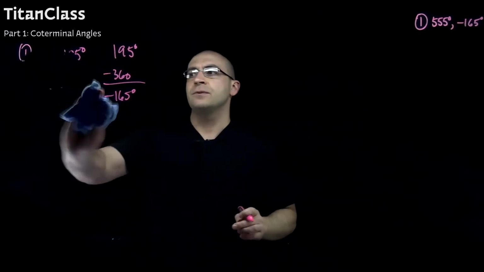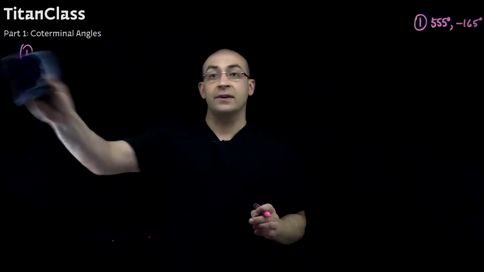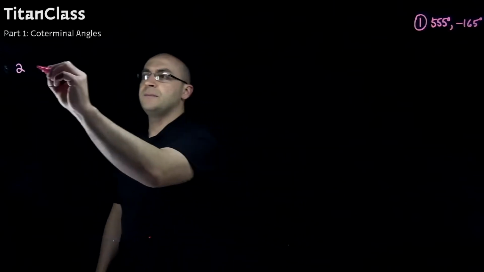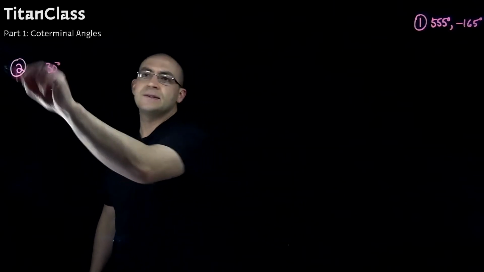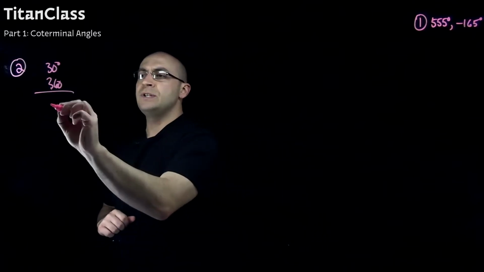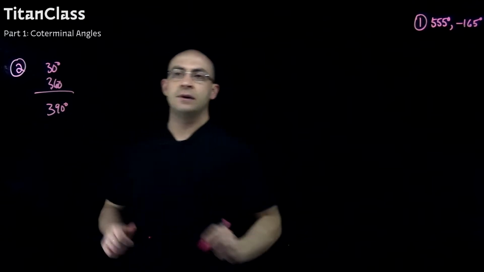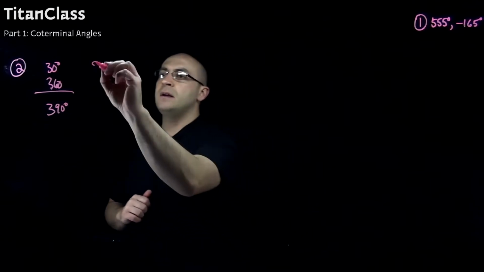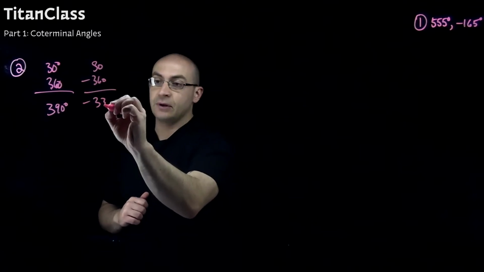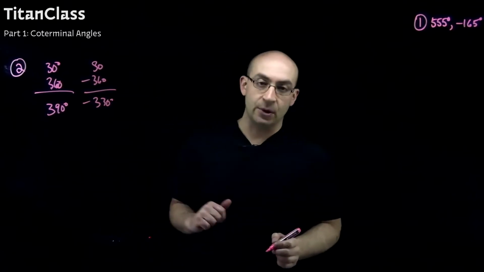Okay? So the rest of the problems in this set are going to look very similar. Number 2, 30 degrees. All right, well, that's not too bad. I'm going to add 360 to this, which is going to give me a 390-degree angle. That's the positive one. And then I'll take that 30 and subtract 360 from it, which is going to give me negative 330 degrees, which is the negative coterminal angle.